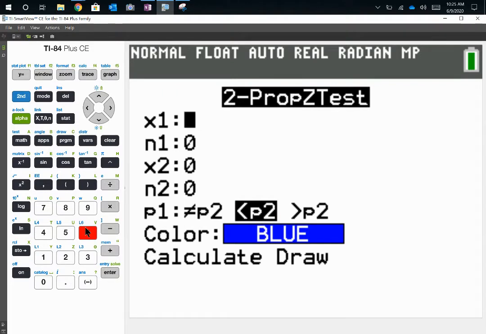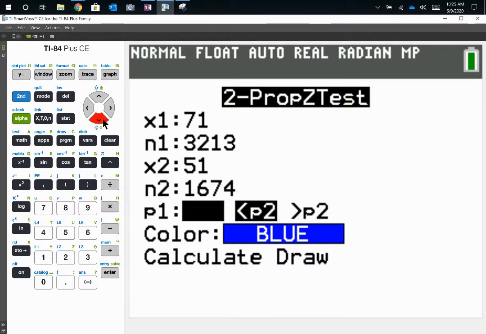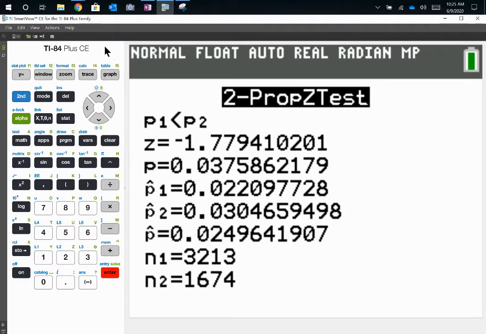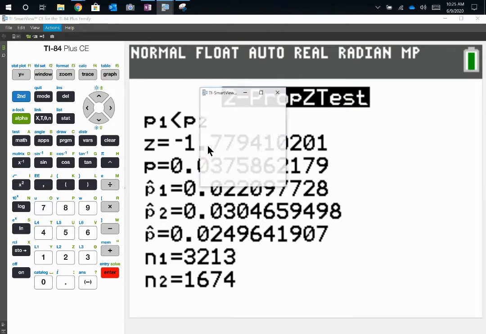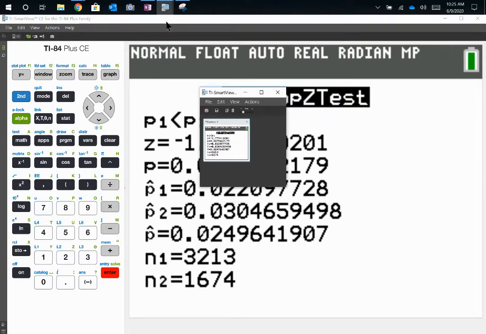And type in for the vaccine 713 out of 13. And then for the second sample, the placebo, 511 out of 674. We already have less than highlighted there, so we don't need to do anything, and simply calculate. And your results are the same, right? Should be the same. I'm going to copy it, paste it over, and compare it.